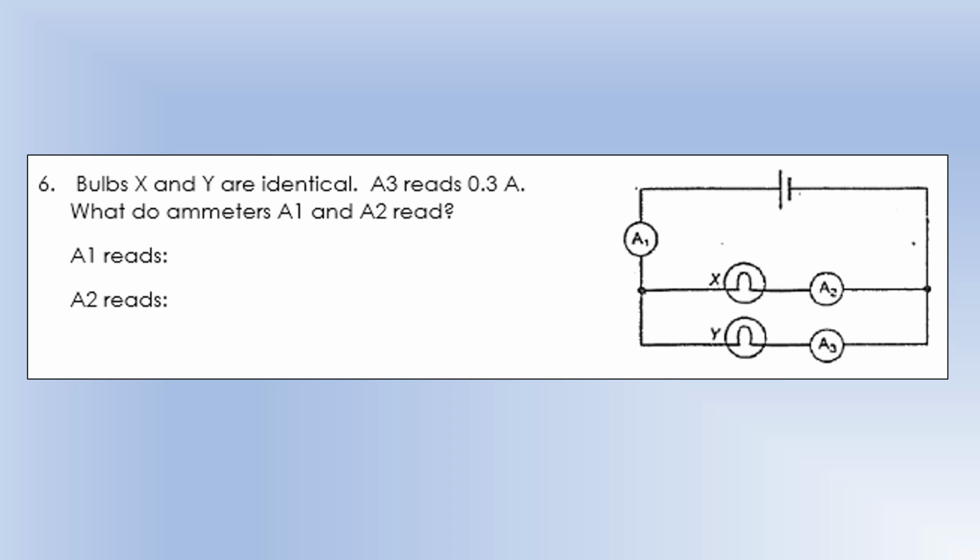Bulbs X and Y are identical. A3 reads 0.3 amps. What do ammeters A1 and A2 read? Well, if the resistances are identical, A2 is going to be the same as A3, so that's going to be 0.3, and A1 is going to be the sum of those two, so it's going to be 0.6.